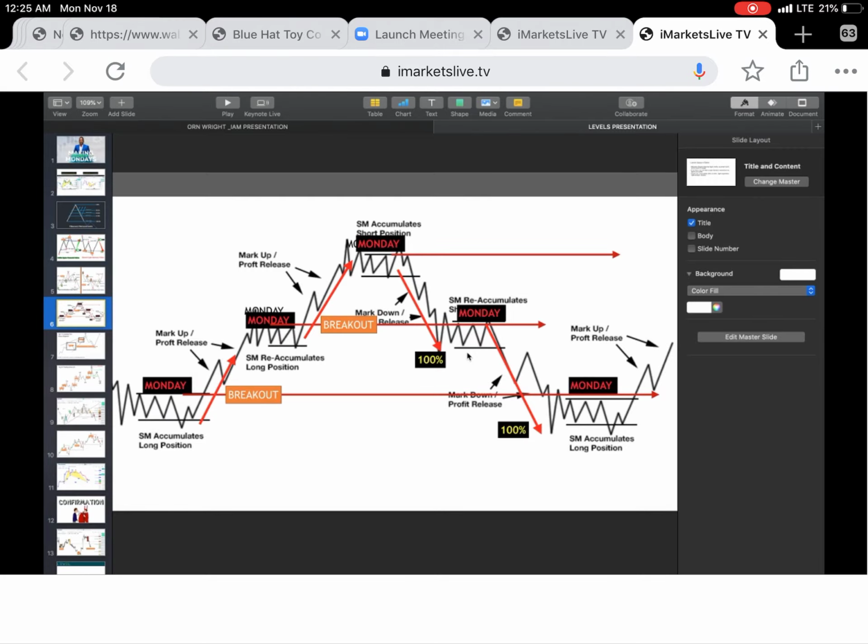I'm going to explain it in a way that you're going to understand it. So let's go ahead and get started. Now, let's say we have Monday right here. This is my Monday. Now, remember on Monday, what's going to happen? The market is either going to break out the high or it's going to break out the low.